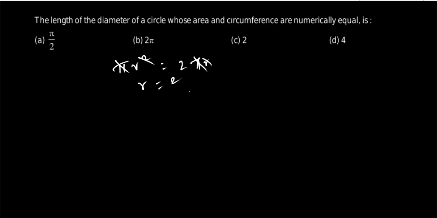So radius is 2. We need to get the diameter. Diameter is 2 times r. That means 2 times 2. Radius, we know already that it is 2. So 2 2s are 4. So the length of the diameter of the circle will be 4, which is the correct answer.